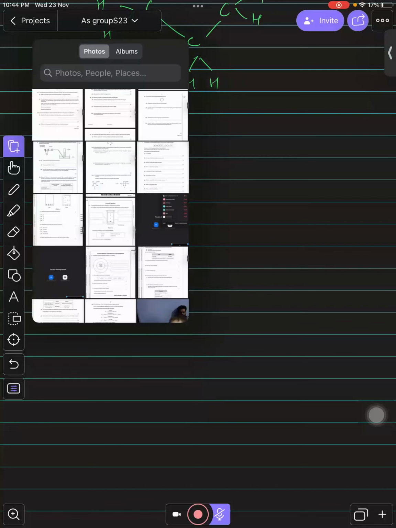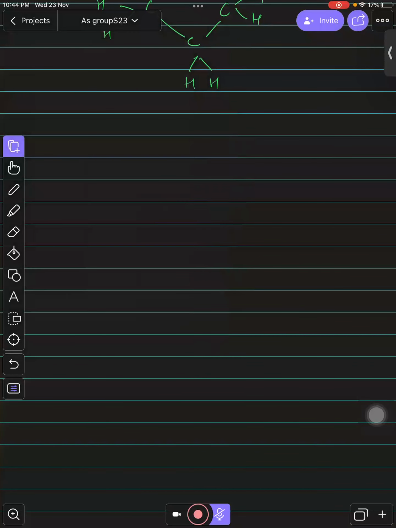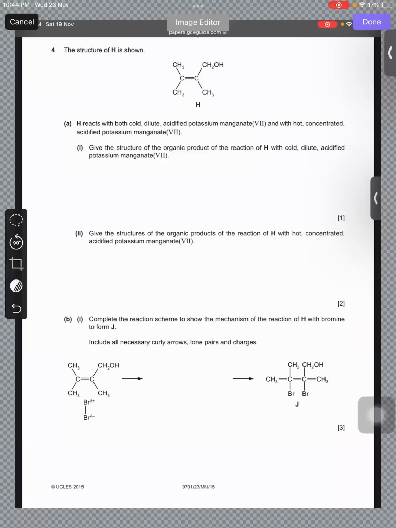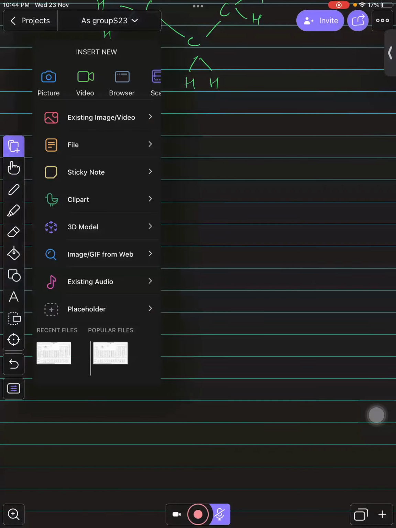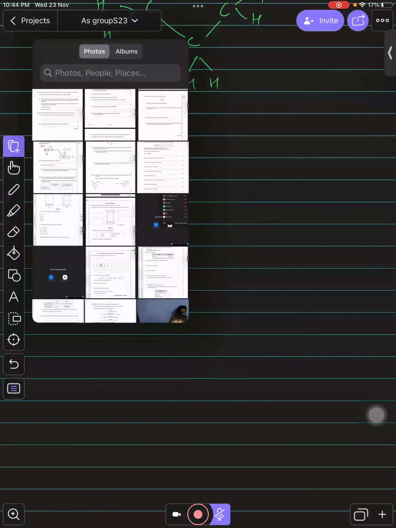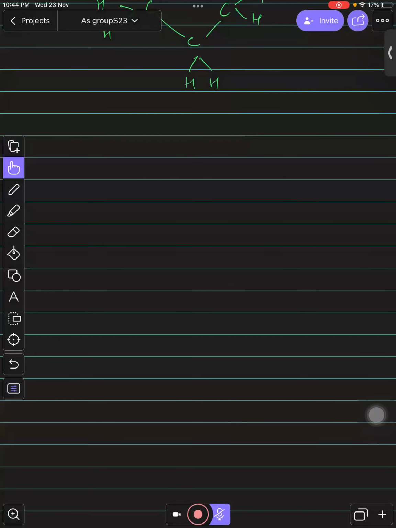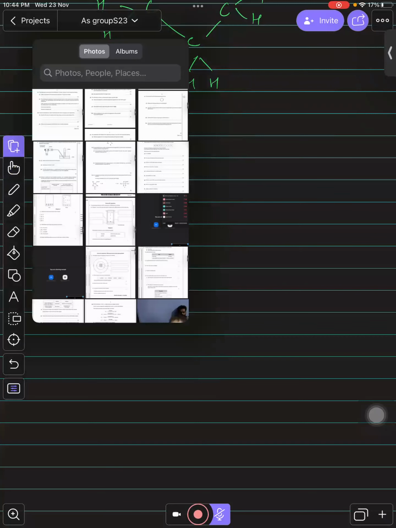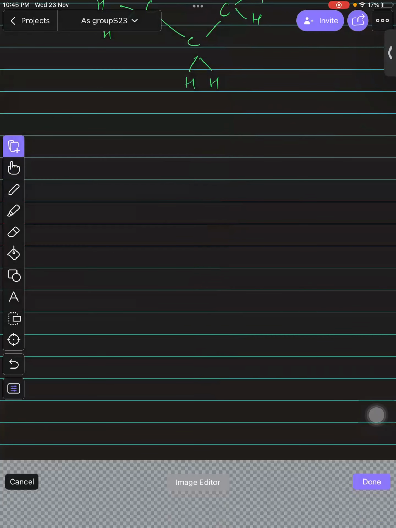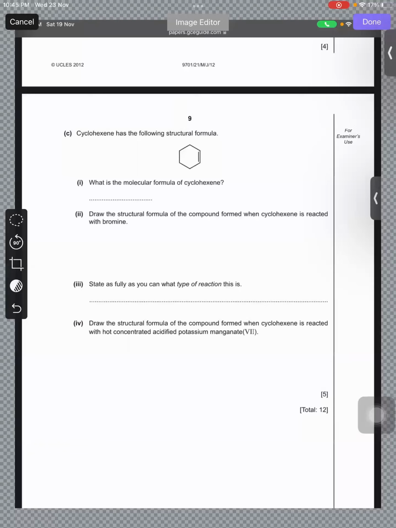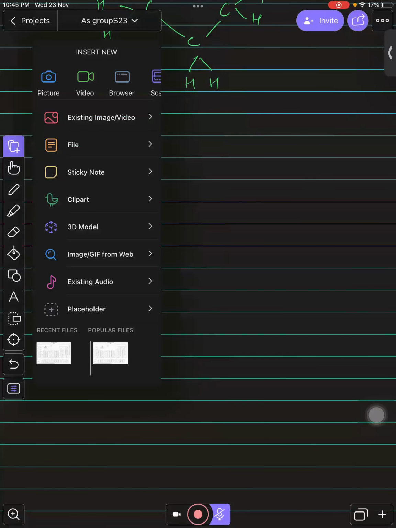So let's talk about some more pictures. This will be one of the pictures. You can see this: give the structure of the organic compound. We did that in the last class, right? So I'm removing this as well. And this one we already talked about in today's class, right? Yes, we already talked about this one as well.